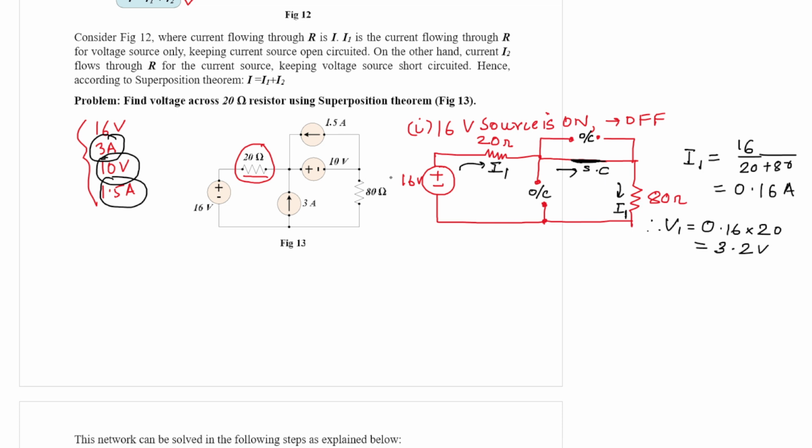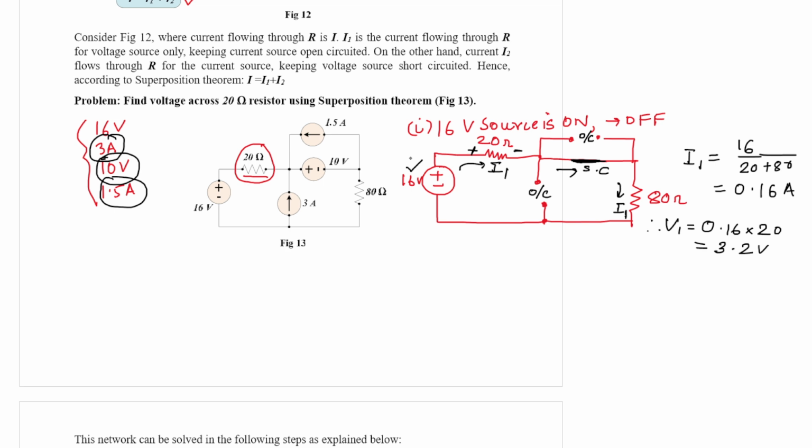3.2 volt, right? So what should be the polarity? Left hand side should be plus, right hand side should be minus. This should be the polarity. So the voltage across the 20 ohm resistor is 3.2 volt when only the 16 volt source is present.